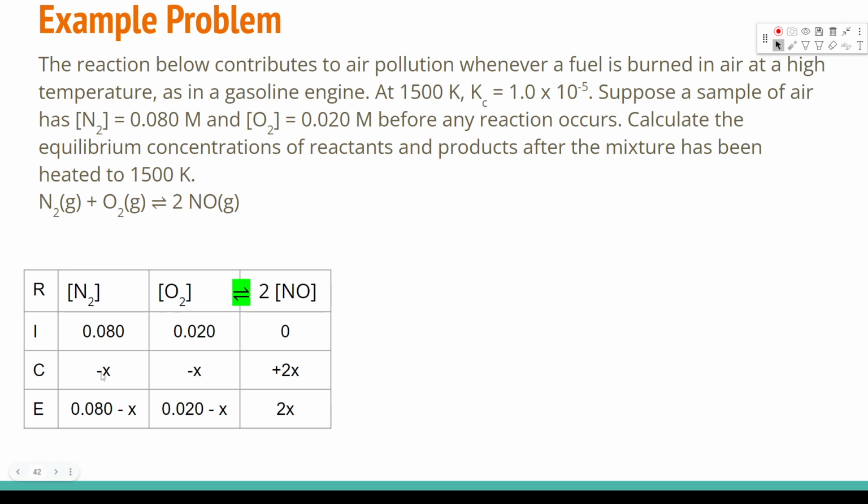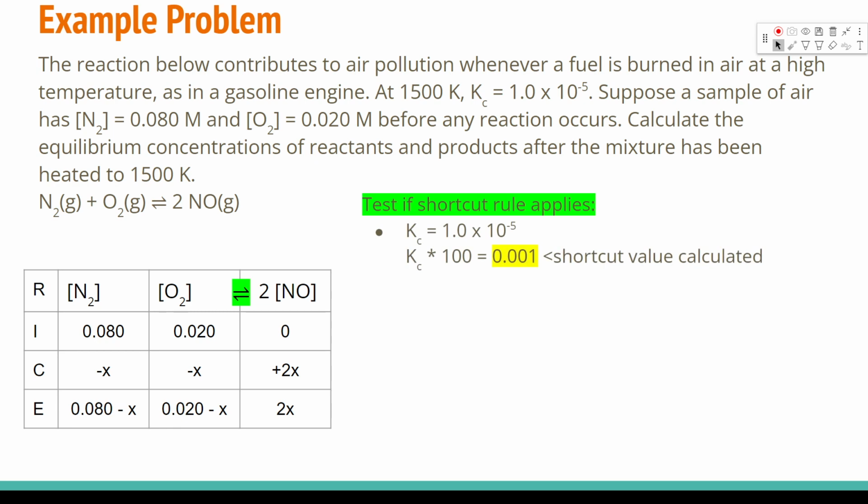So then I do my E based off the I and the C, so I just take that value minus X, that value minus X, and then 0 plus 2X is just 2X, and so that is my rice table. All right, so let's test the shortcut. Can I do it? So again, the shortcut is Kc times 100 equals that. So this is the value.